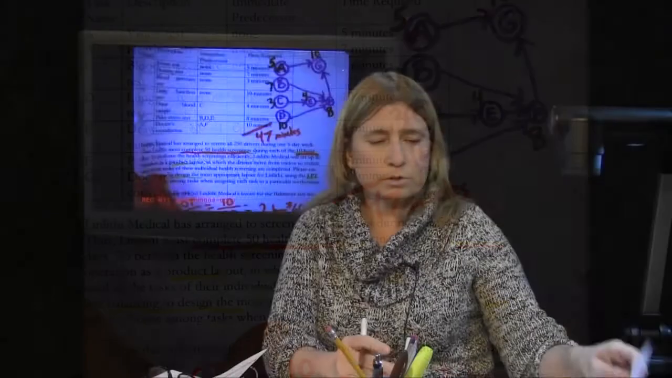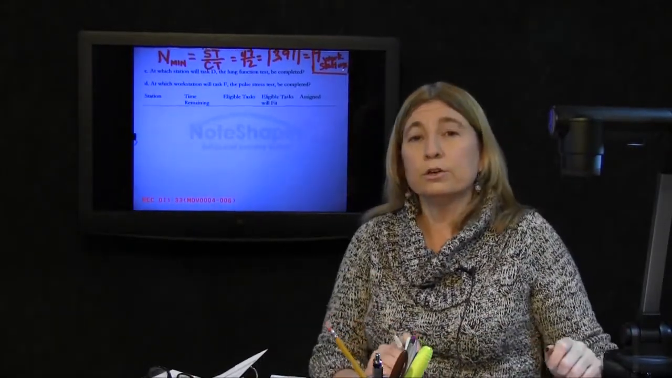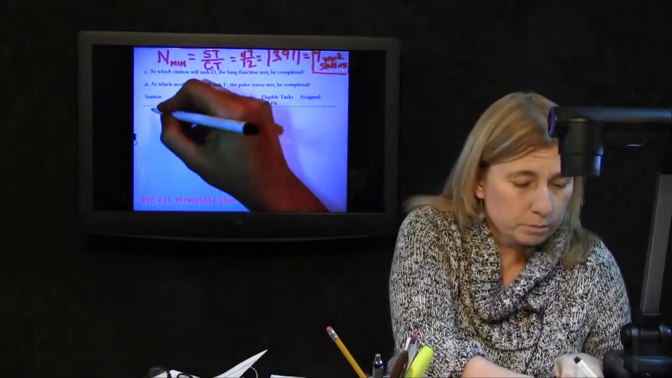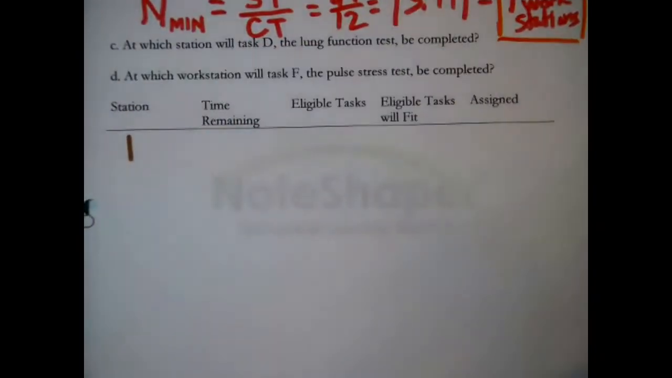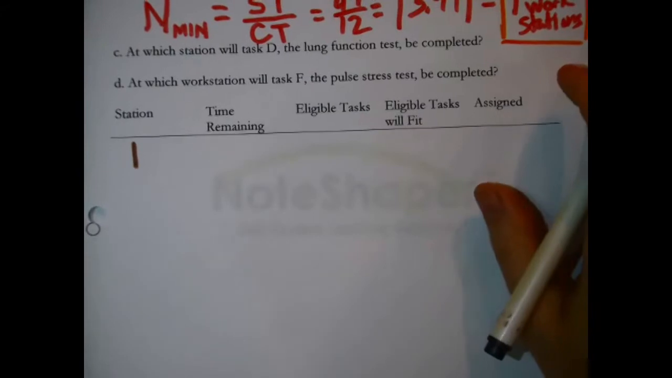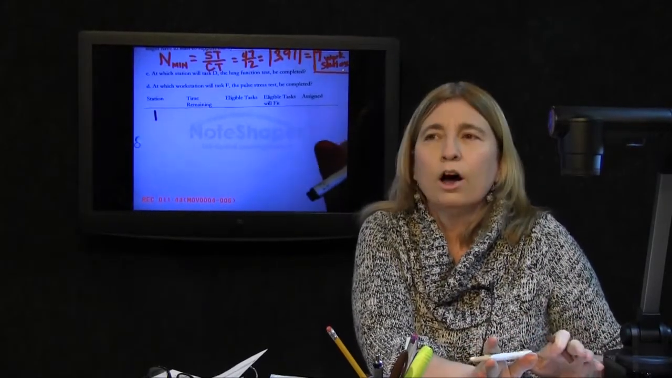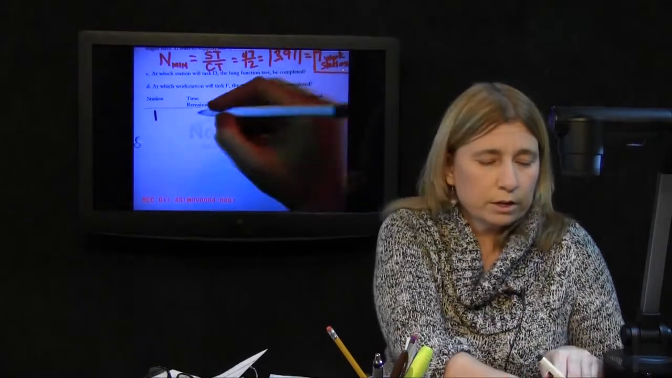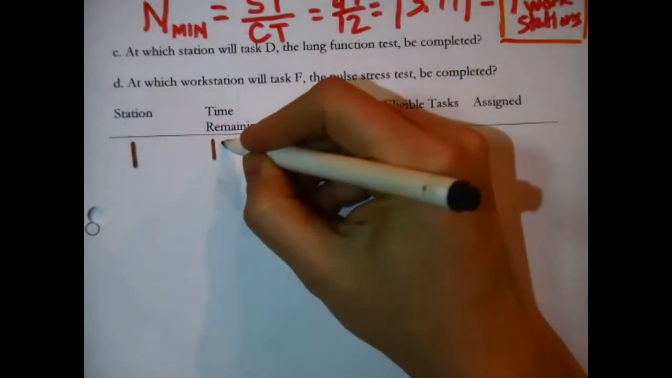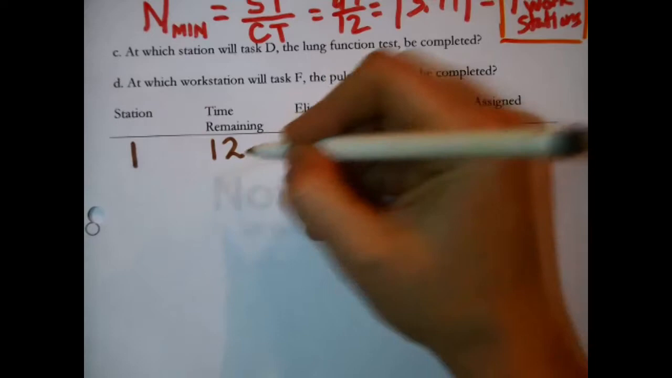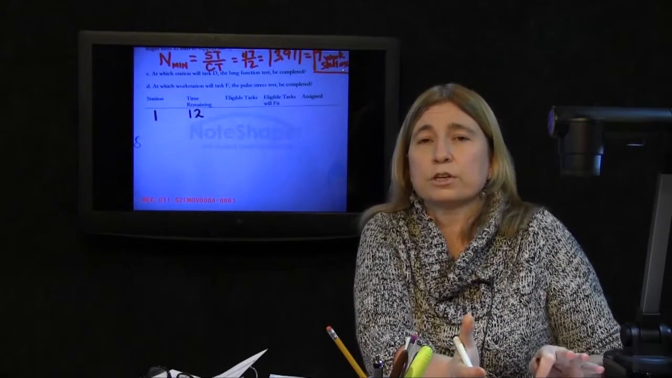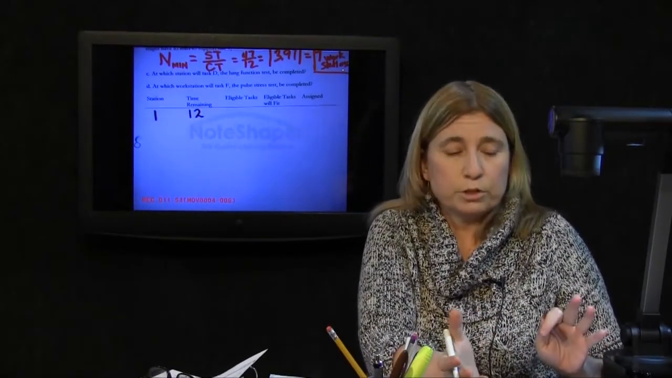Why don't we actually do some line balancing? To design an assembly line, you begin at the first workstation. Okay, so we're at station 1, and we have not assigned any of these tasks. Nobody's done anything yet. That means for the time remaining, put the cycle time: 12 minutes. There's a 12-minute budget at this station, remaining to be used.